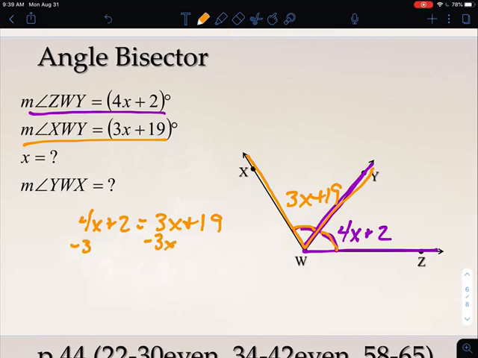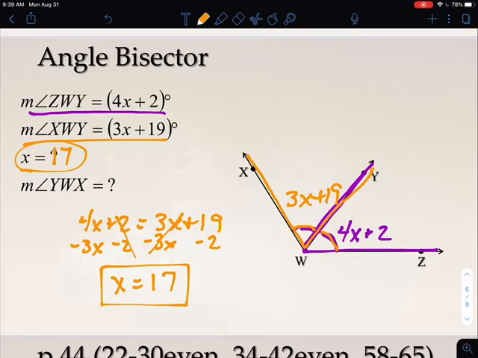Then I solve my equation, so I can subtract 3x from both sides. That'll cancel my 3x's here. I can subtract 2 from both sides. That'll cancel my 2 there. So 4x minus 3x is x. 19 minus 2 is 17. And there's part of my answer right there. So the first part of the answer said, what is x? Well, we just found that that's 17.